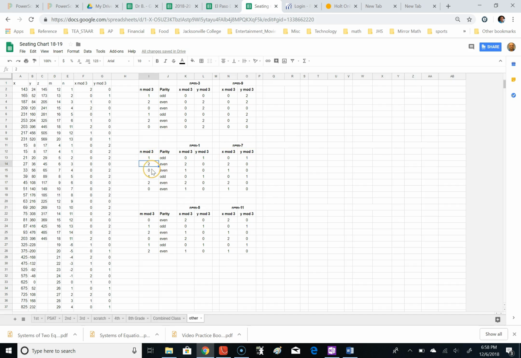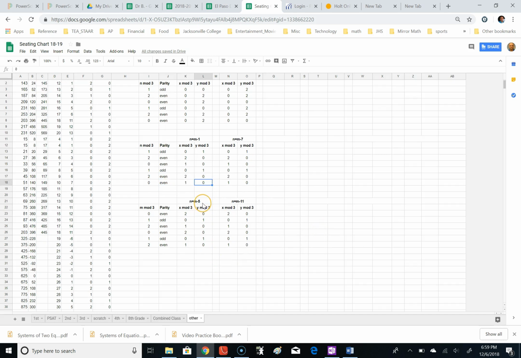In this column, I'm looking at n mod 3. So the first n I had was 1 mod 3 being 1. The next was 2 mod 3 being 2. The next was 3 mod 3 being 0. If I look at the parity of that number, that is the parity of n mod 3, when the parity is odd, it is x that's divisible by 3. When the parity is even, it is y that is divisible by 3. Parity odd, x divisible by 3. Parity even, y is divisible by 3.